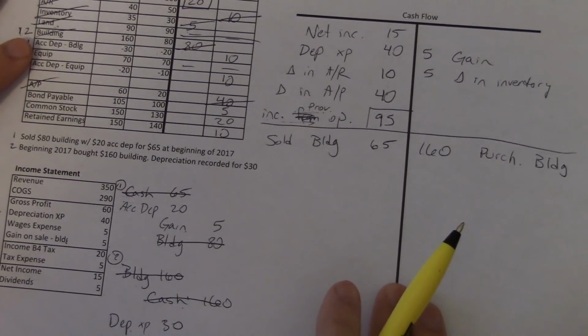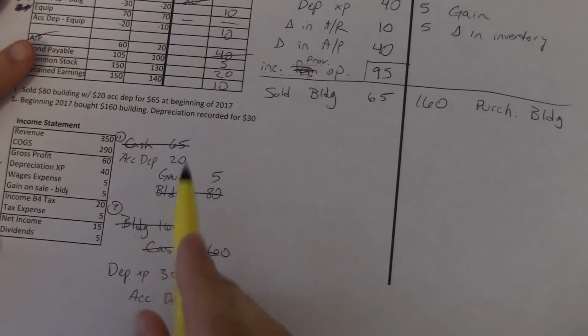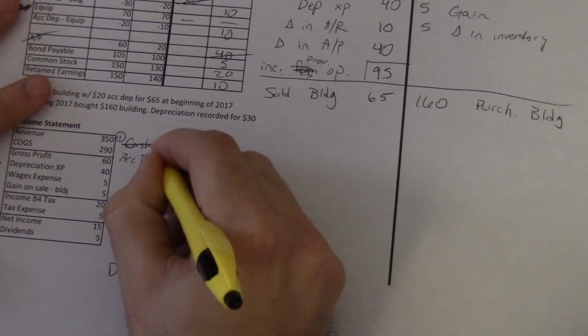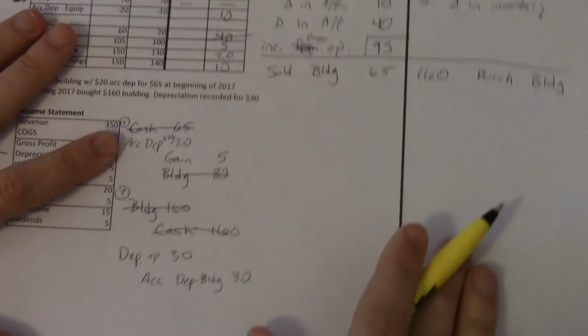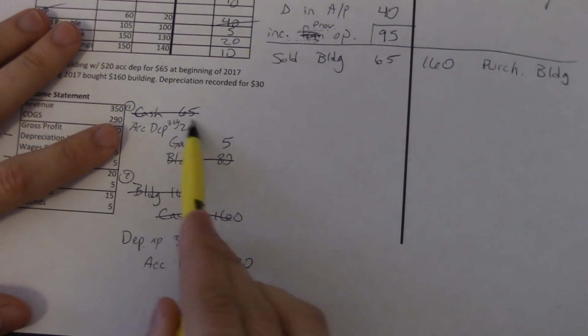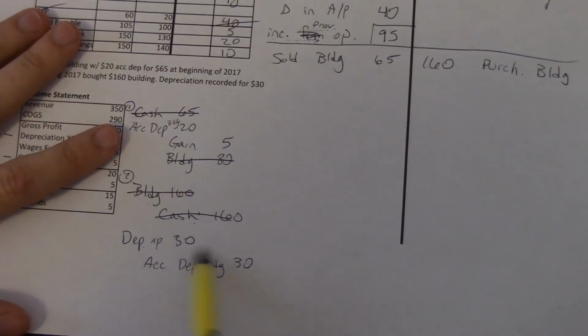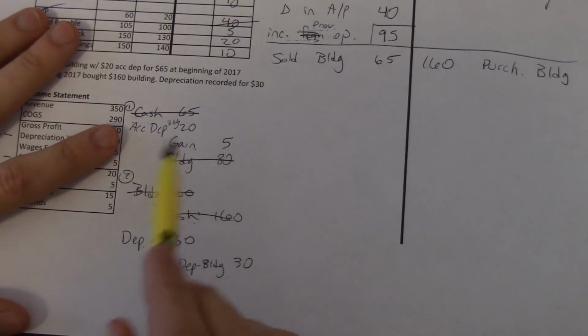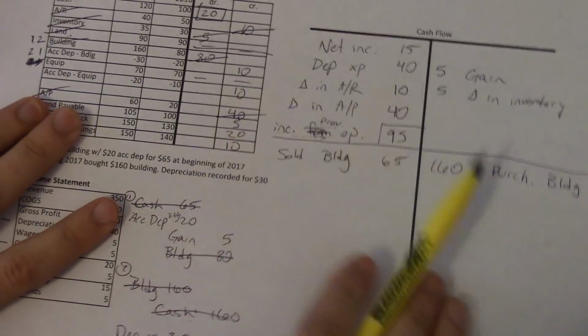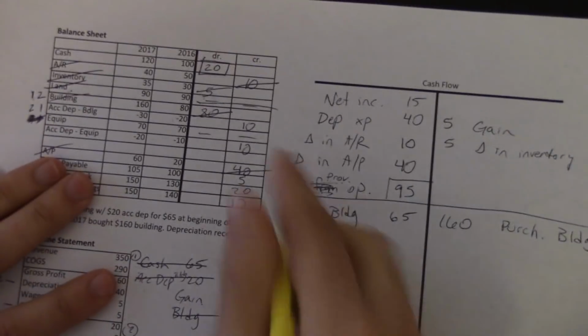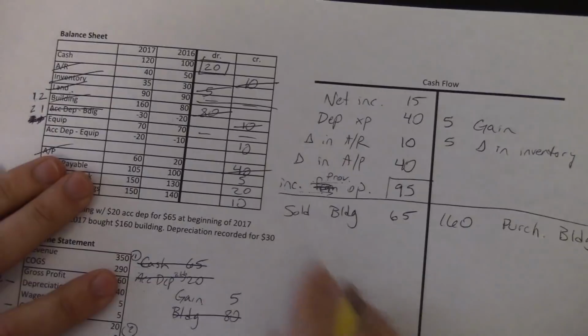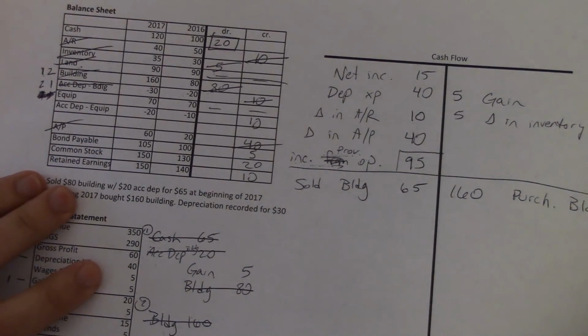So, in this case, this is on the building. I should be more specific. Accumulated depreciation on the building. We're decreasing it by 20, and down here we're increasing it by 30. So if we're increasing by 30, decreasing by 20, that's a net increase of 10, which is exactly what our balance sheet shows. So since we've figured out where this balance sheet number is, we can cross it off and move on.